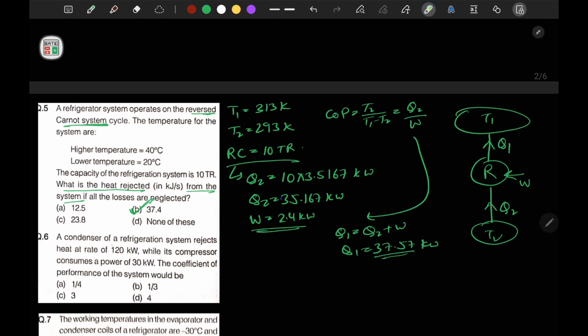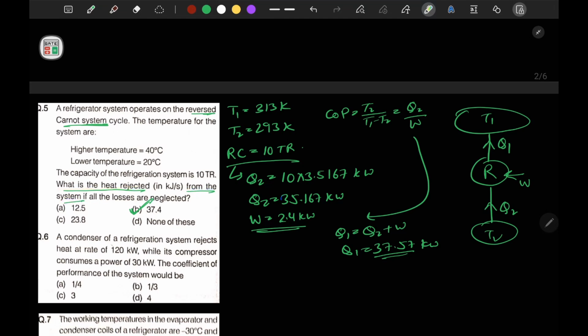Okay, now we have been given that the cycle is reversed Carnot. So if we reverse Carnot, we write COP is equal to T2 upon T1 minus T2, and that is desired effect, that is here Q2, upon work input. Now using this we can calculate that our value of W is equal to Q2 by COP. We calculate the COP using this equation, and if we substitute the value of Q2, we can get W equal to 2.4 kilowatt.